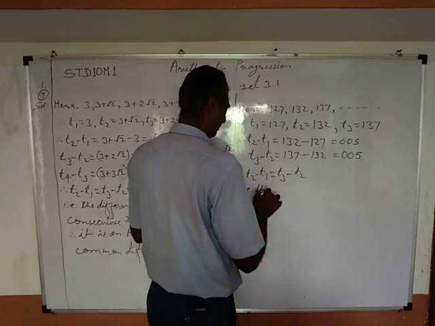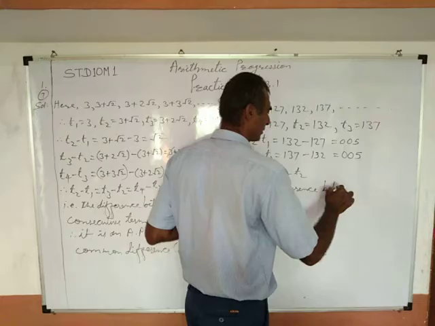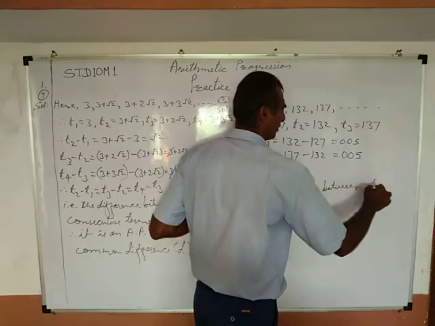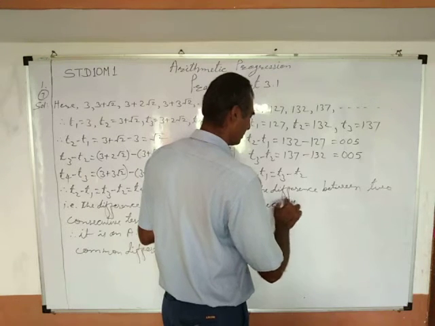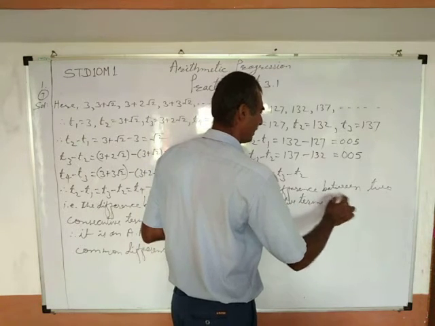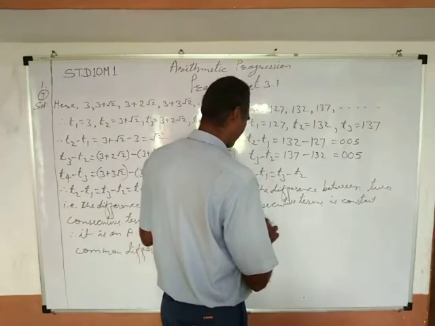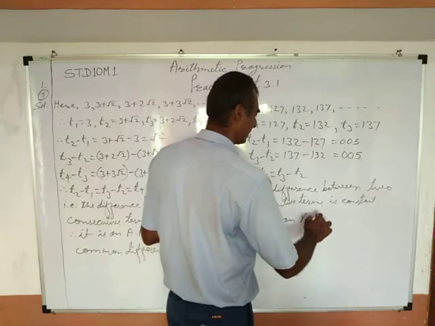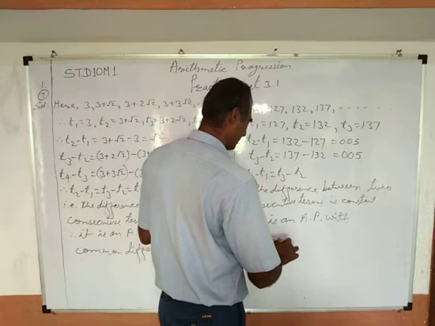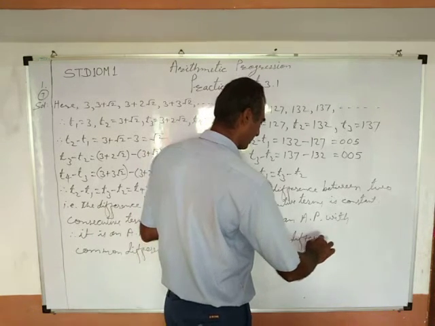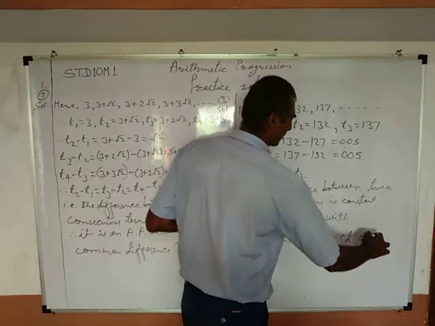That is, the difference between two consecutive terms is constant, and therefore it is an AP with common difference D equals 5.